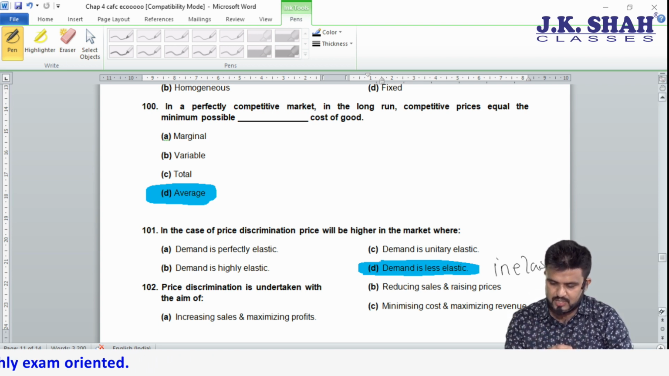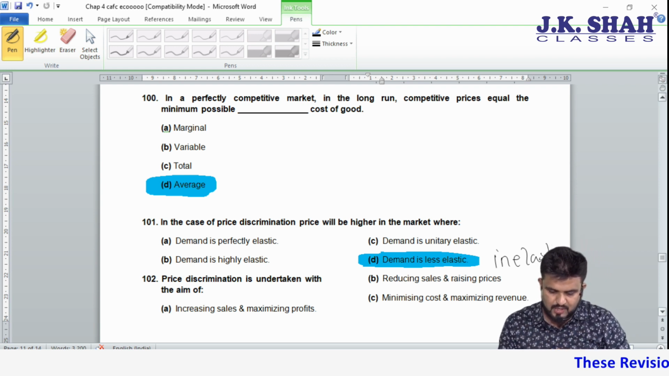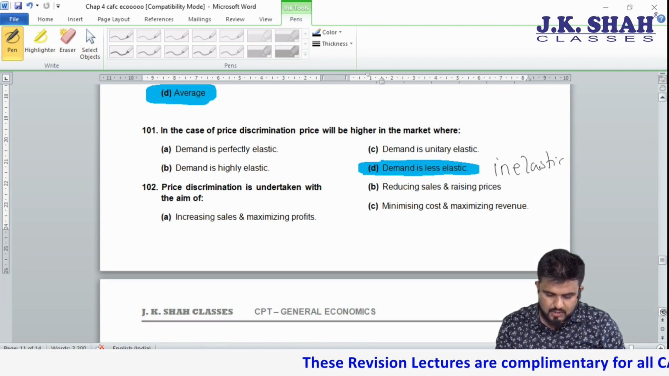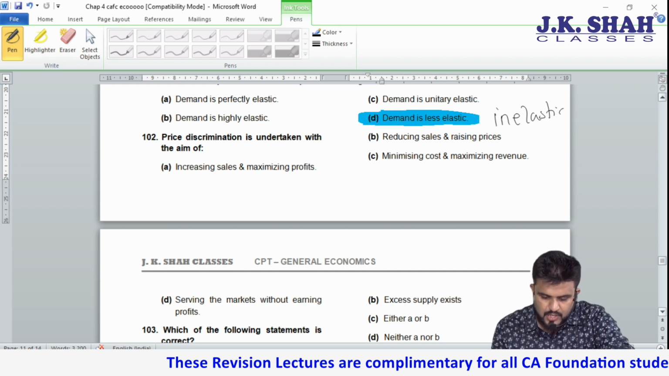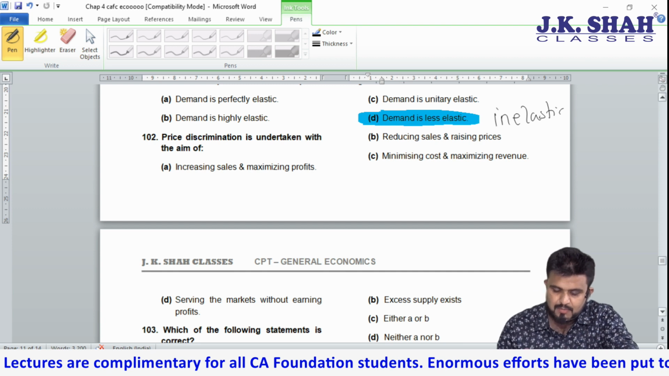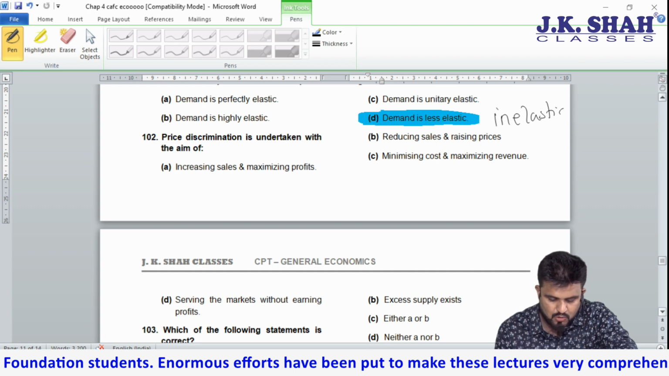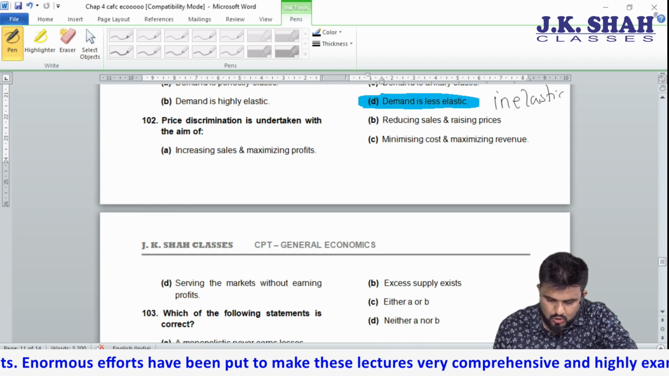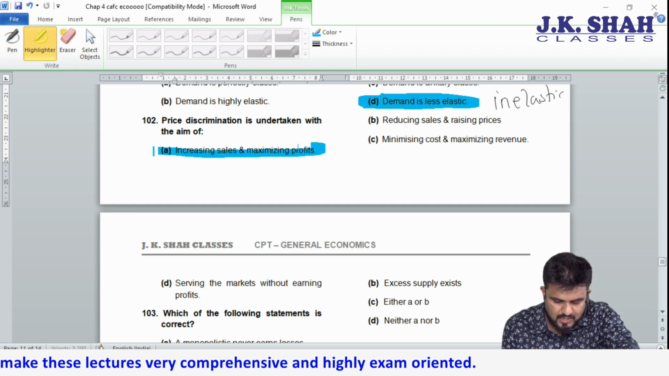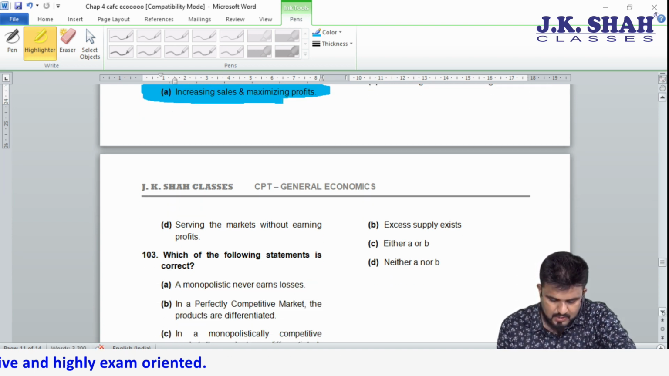102 now. Price discrimination is undertaken with the aim of increasing sales and maximizing profit, or reducing sales and raising price, or minimizing cost and maximizing revenue, or serving the markets without earning profits. So students, correct answer is increasing sales and maximizing profit. Next.